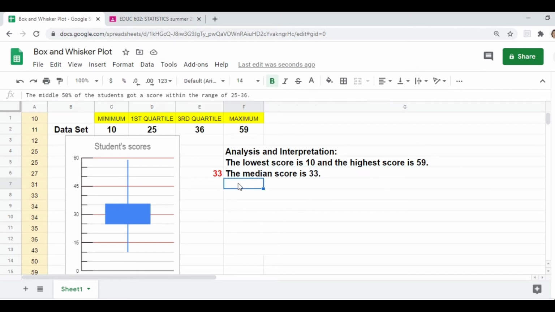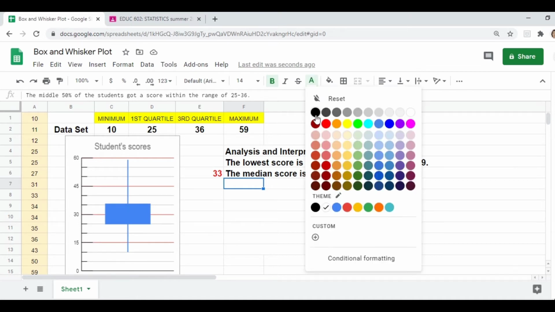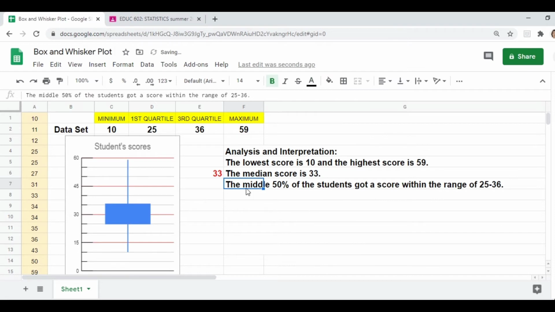So what else can we describe? We can describe the blue rectangle. We have discussed earlier that it is the 50% of the distribution, and that is between 25 and 36. So we can say that the middle 50% of the students got a score within the range of 25 to 36.